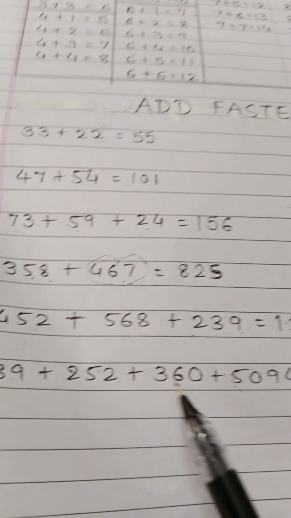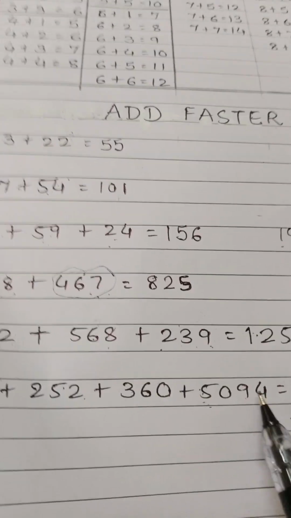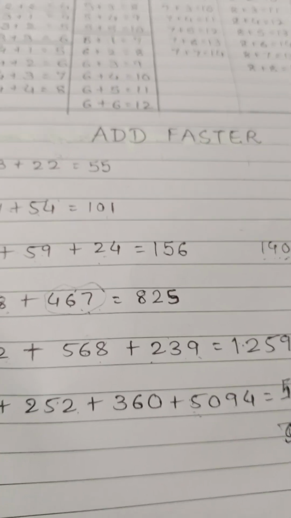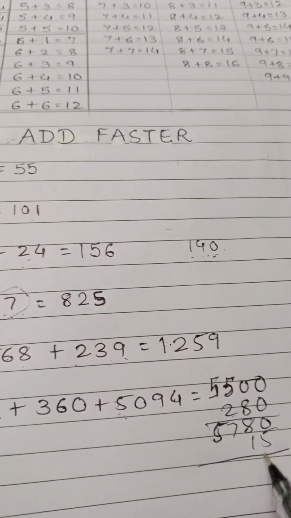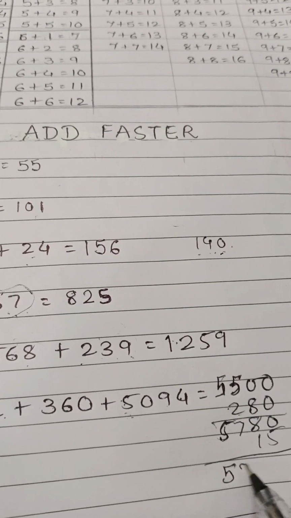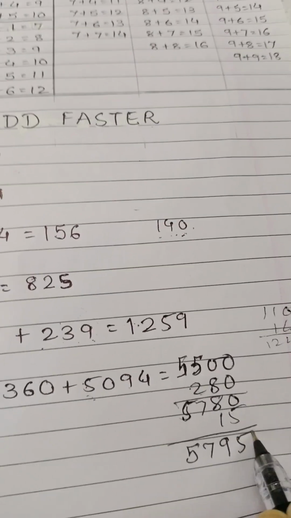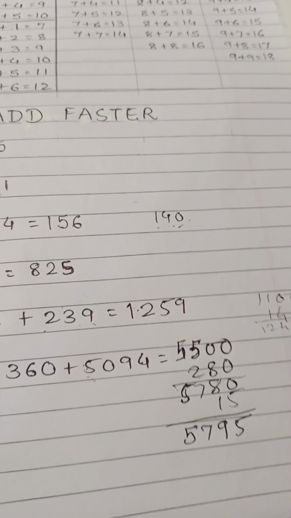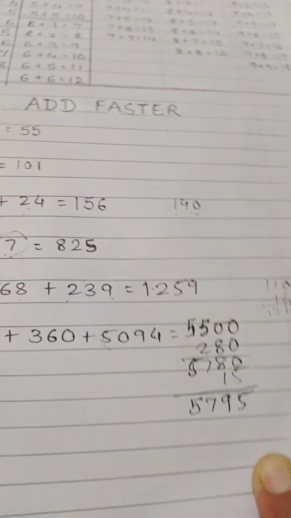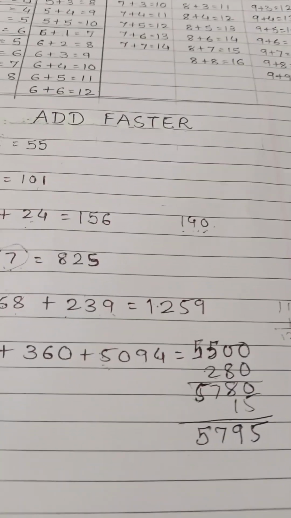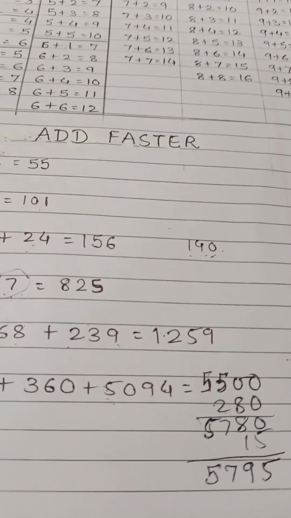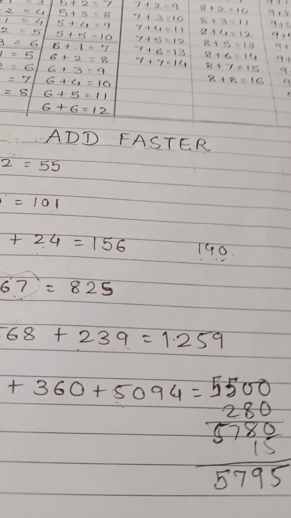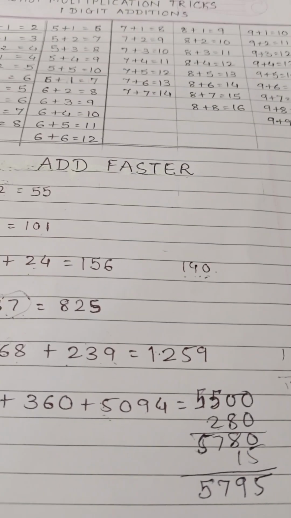Now let's take the last digit. 9 plus 2 is 11 and 11 plus 4 will be 15. So you need to add this also. So here the answer will be 5795. Okay. Try to add most of the numbers mentally without writing the numbers.